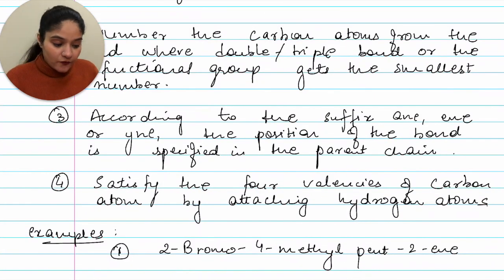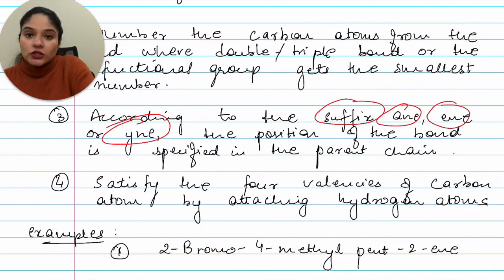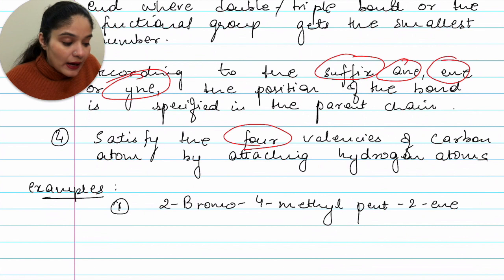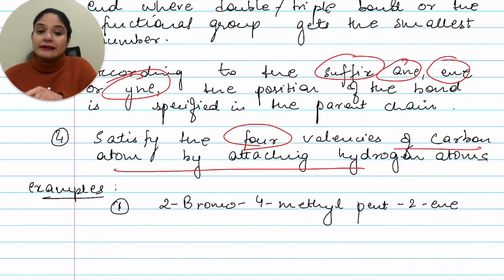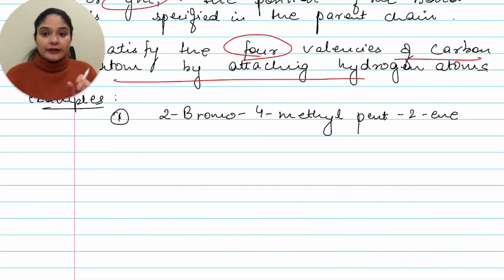According to the suffix "ane", "ene" or "yne", put in the position of the bond. Satisfy the 4 valencies of the carbon atom by attaching hydrogen atoms. If in the exam you do not complete the valency by hydrogen atoms, then you lose marks. So make sure that you do complete that. Let's move on and try a few examples.